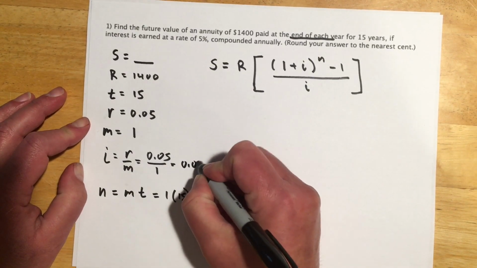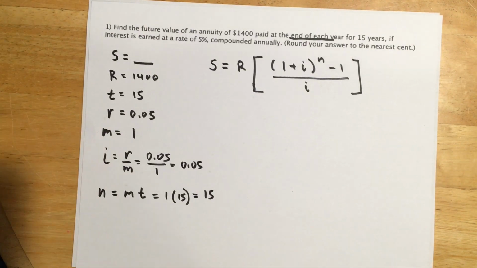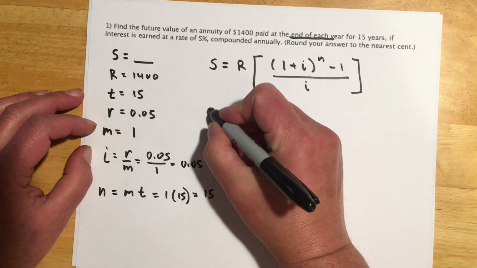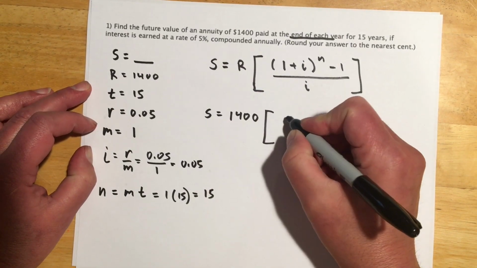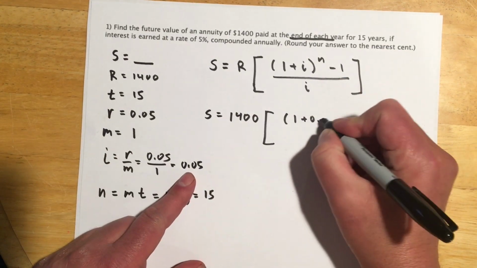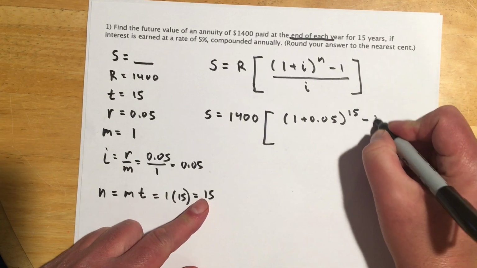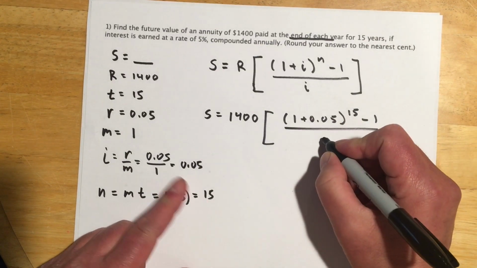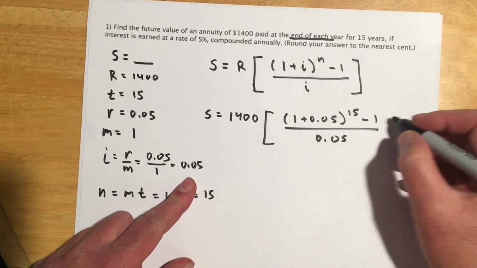So I is 0.05 and N is 15. And then pretty much we just plug everything into that formula and toss it in the calculator. So S is going to equal 1,400 times, in brackets, 1 plus I, which was just the rate in this case, to the N, which was just the time in this case, minus 1, over I, 0.05, and then close the bracket.